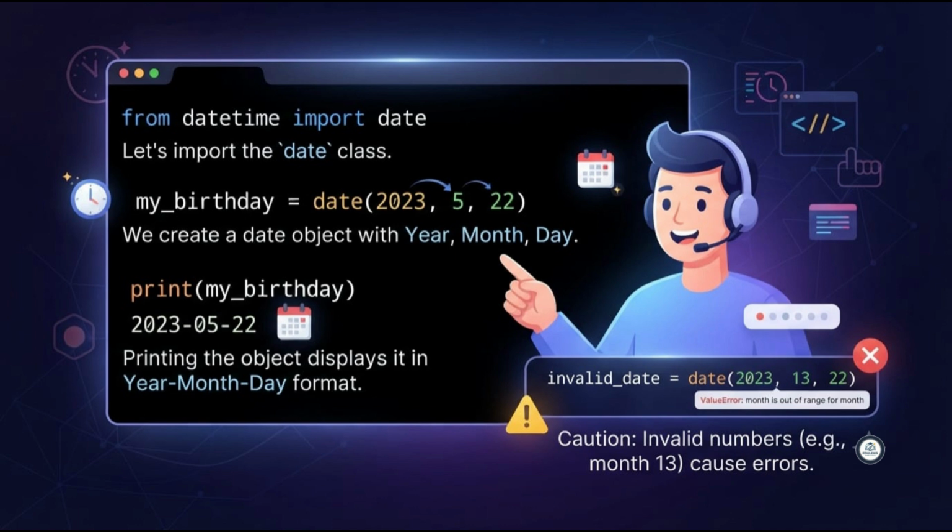Let's look at the first class, date. To use it, we import it directly. Look at the screen. We create a date object by passing three numbers in order: the year, the month, and the day. When we print this object, Python displays it in a clean, standard format: year, dash, month, dash, day. Remember, you must always provide valid numbers. Passing an invalid month number like 13 will cause Python to show an error.